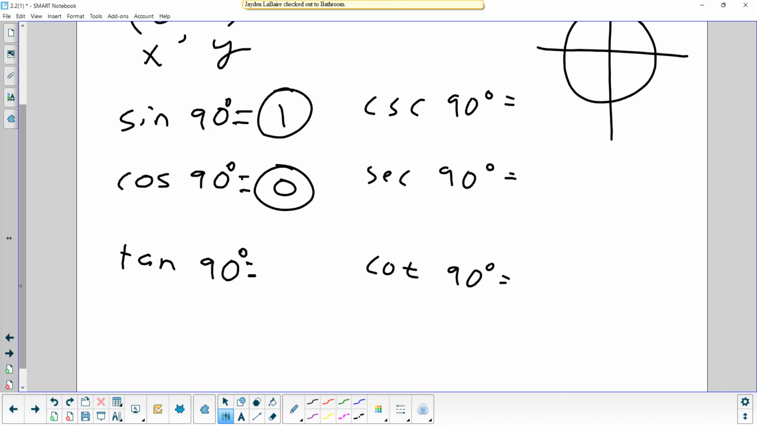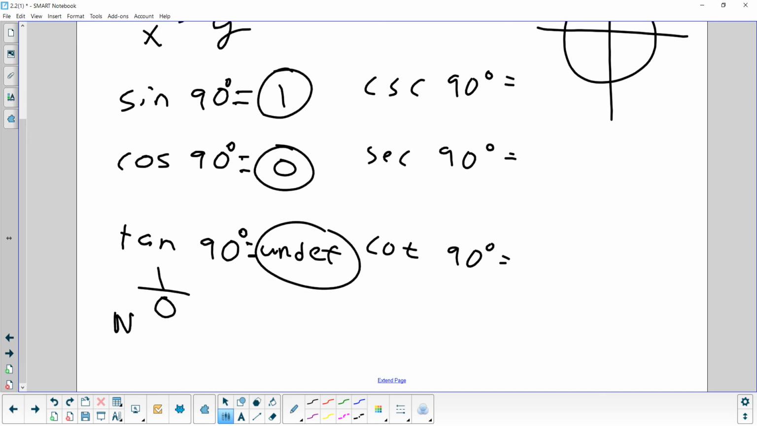Jacob, what's my tangent? 0 over 1. What's the formula for tangent again? The formula is y over x, which in this case is 1 over 0. Now I want to know what that is. 1 divided by 0. What happens if I were to type that in on a calculator? Pete? Undefined. Very good. Whenever you try to divide a number by 0, it spells no, because you cannot divide a number by 0. So, undefined.